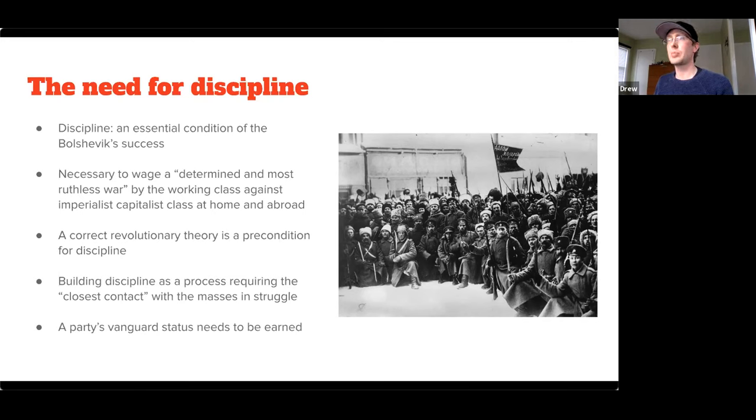Lenin goes on to describe what allowed the Bolsheviks to earn their place as a revolutionary vanguard in the working class in Russia. Perhaps we can think of ultra-left groups today that more or less sit on the sidelines and declare themselves the vanguard. And we can talk about what that might look like with examples in the discussion period.